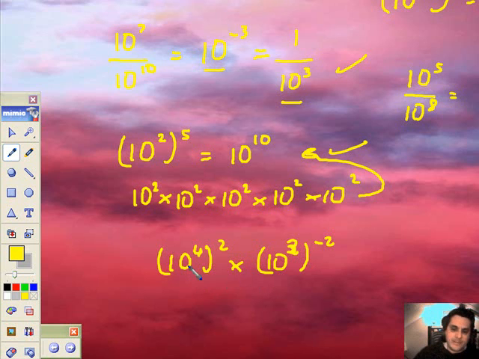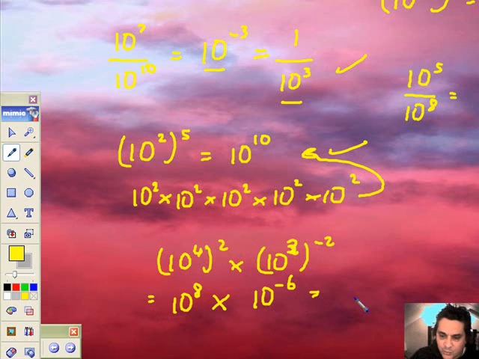Alright, so what do we got then? We've got 10 to the power of 4 to the power of 2, that's 10 to the power of 8. Bring the multiply sign down rather. 3 times negative 2, 10 to the power of minus 6, and now we're free to add the powers as normal. 8 plus minus 6, 8 take away 6 is 2, 10 to the power of 2. If they wanted you to write down the full value of that final answer, then you've got to call it 100, haven't you, because it's 10 times 10.